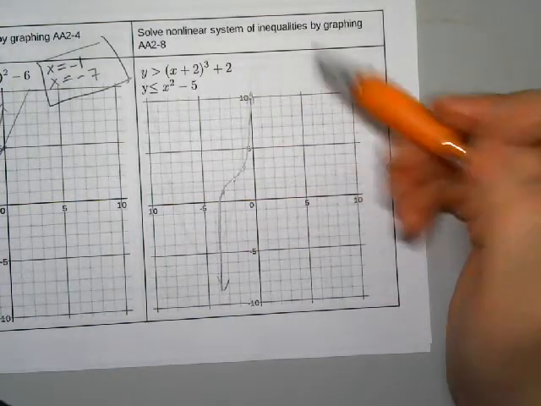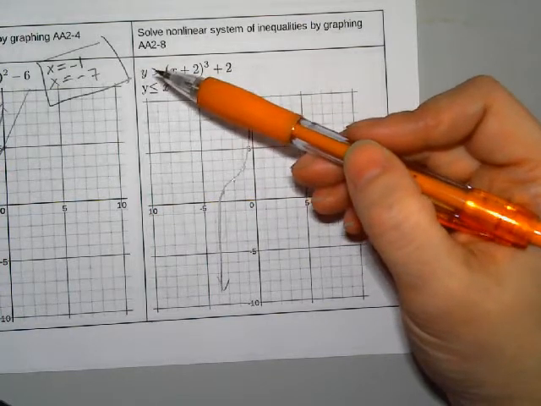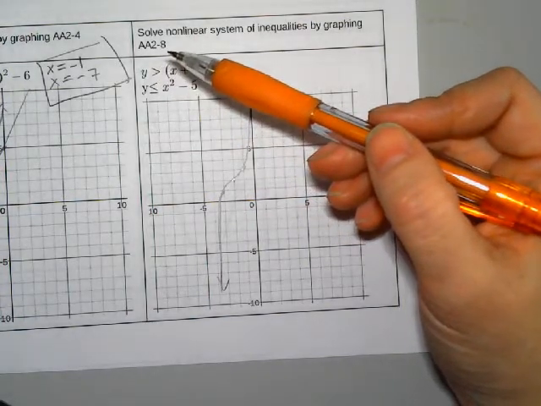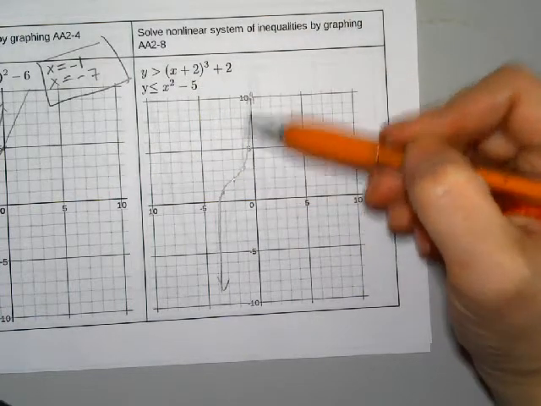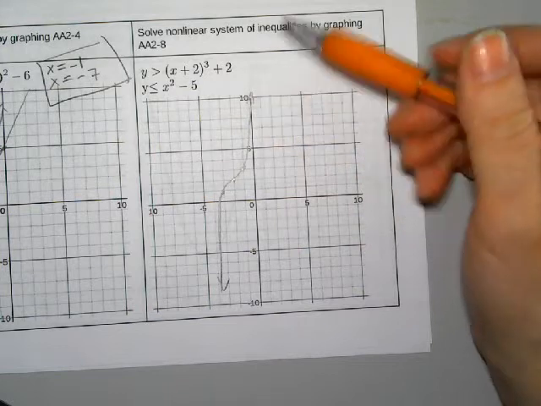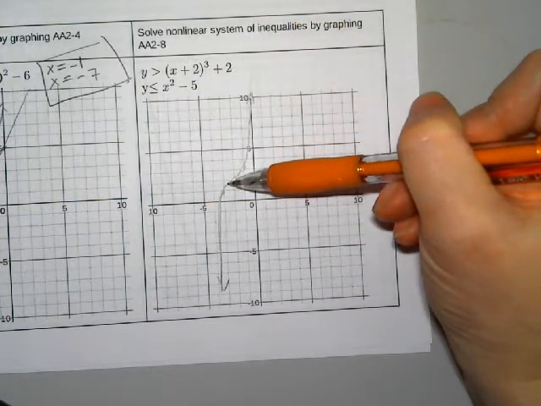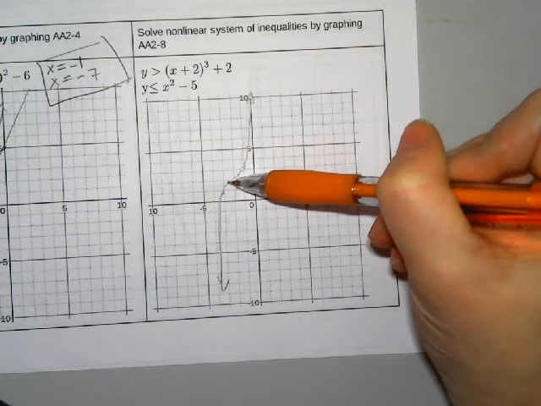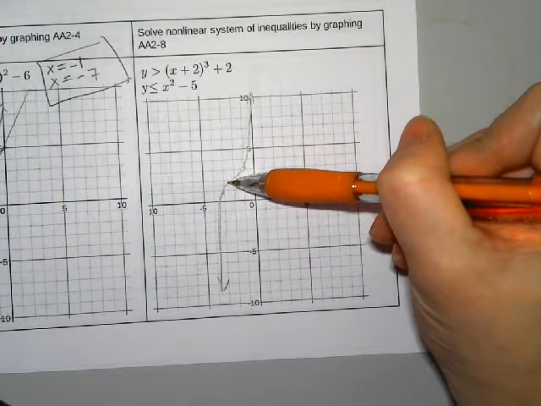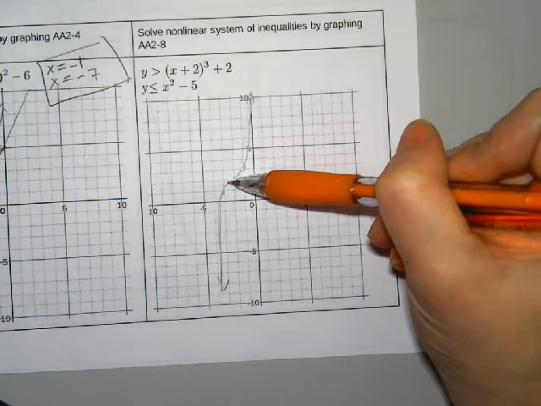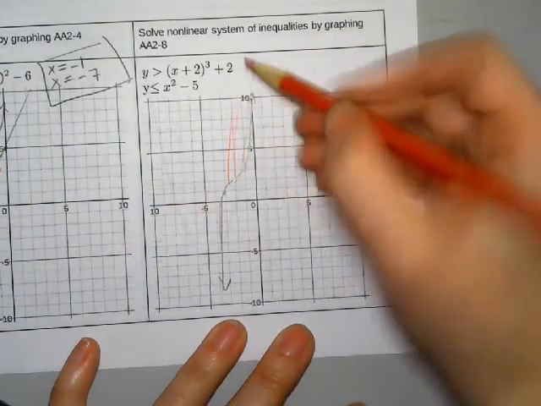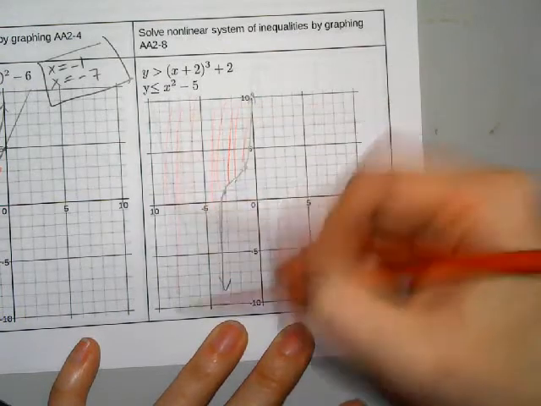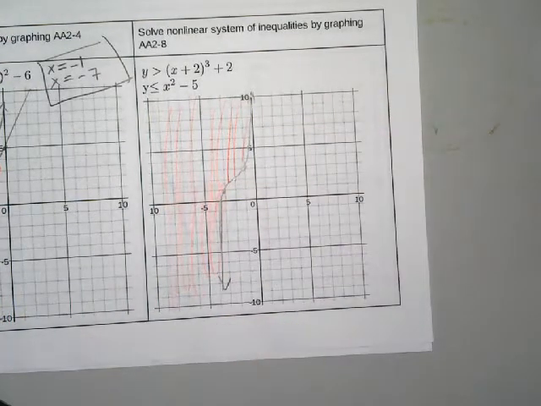All right, and then x squared minus 5 is going to be a regular parabola with a vertex at 0, negative 5. This one's going to be a solid line. And I'm going to shade up or down from there? Down. Because y is less than, so I go to any point on my graph and shade down.